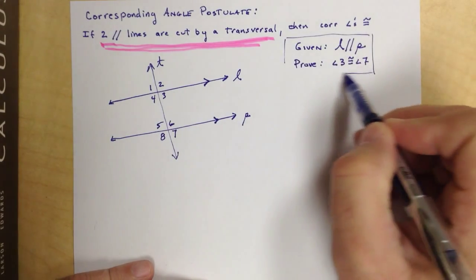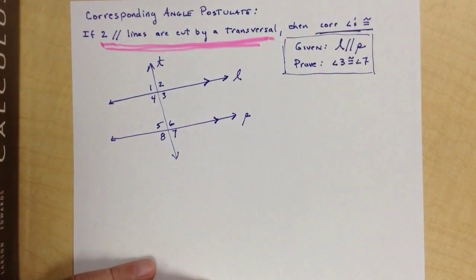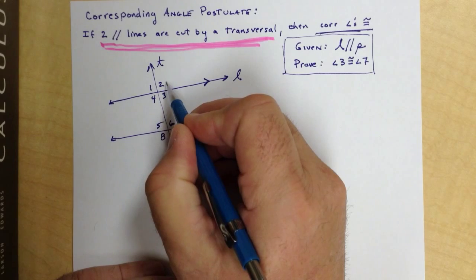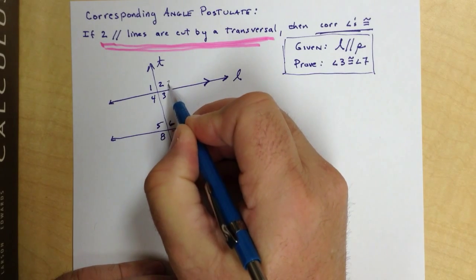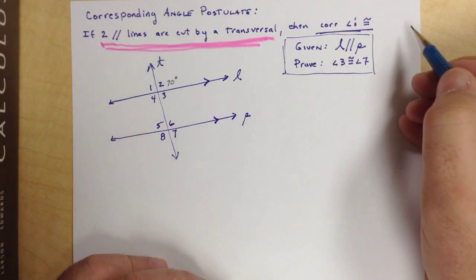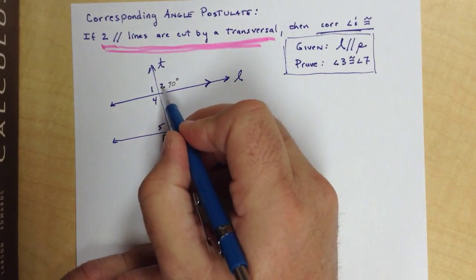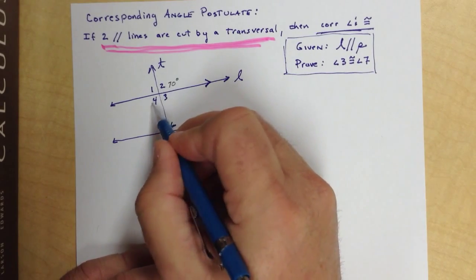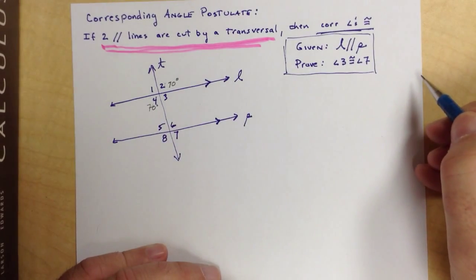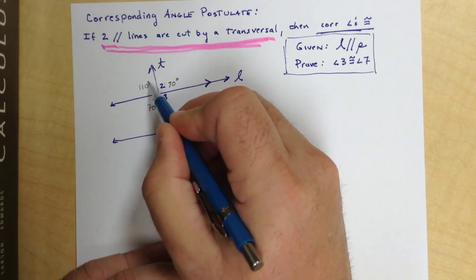All right, so now this is a postulate, so we're not going to prove anything. We know that corresponding angles are congruent. So let's say that angle 2 was 70 degrees. Let's find the measure of the other angles. Angle 4 and angle 2 are vertical, so that would be 70. Angle 1 and 2 are supplementary, so that would be 110.